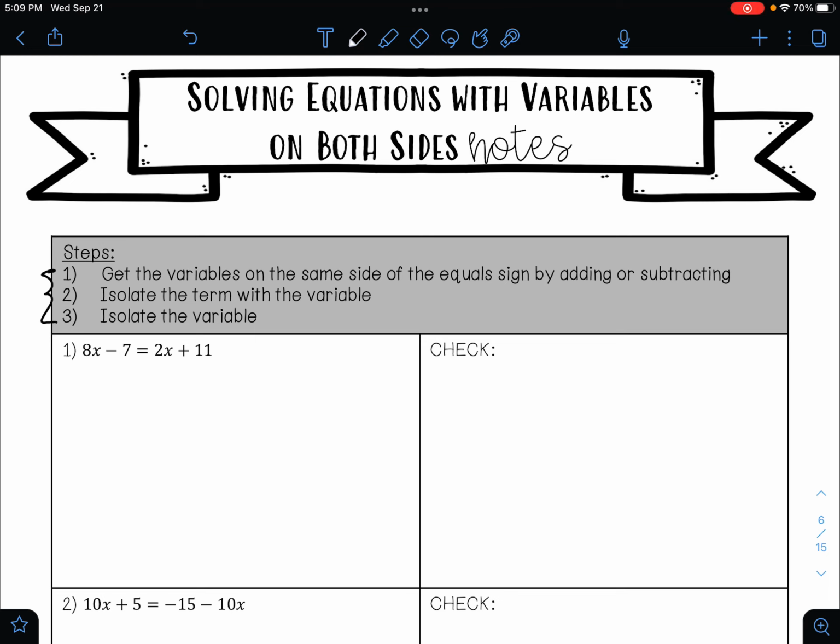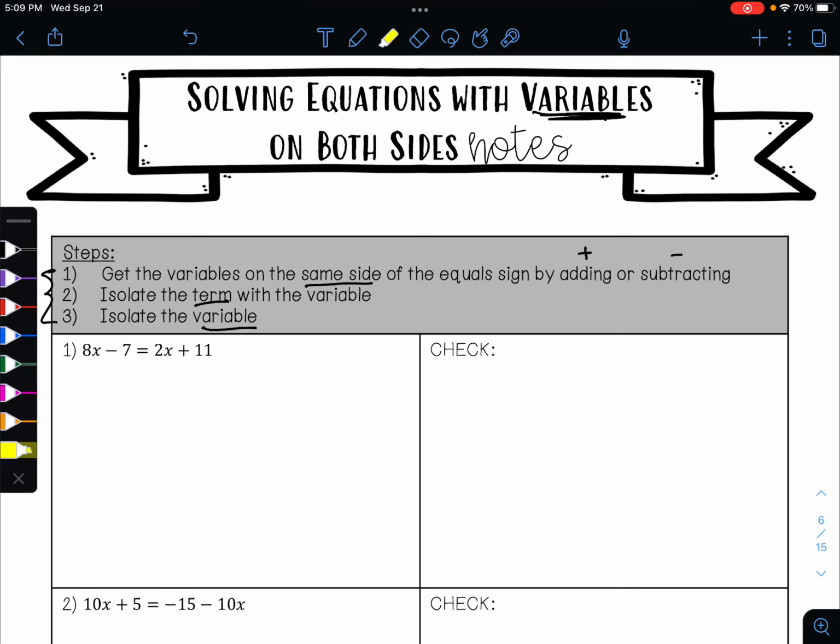And so step one, when you have variables on both sides, is that you want to get those variables on the same side of your equal sign by either adding or subtracting. From there, you want to isolate the term that has the variable. And then finally, you want to isolate the variable to be able to solve. So let's take a look at an example.